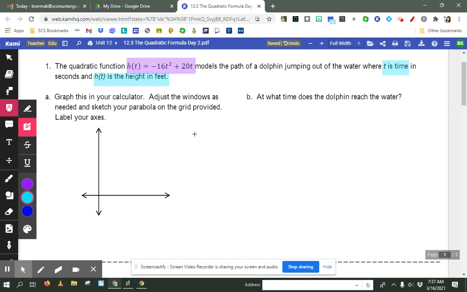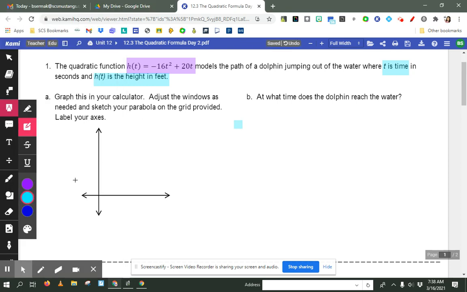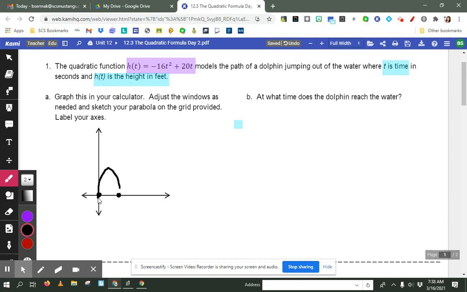Graph this on your calculator, adjust the windows as needed, and sketch the parabola on the graph provided. Label your axes. So we're going to go to our calculator, hit y equals, and type in that equation. Because we're given t's and we don't have a button to type in t, we're just going to use x when we type it into our calculator. So you can type it in and then hit graph to look at a picture. It looks like it crosses my x-axis at the origin, and it crosses over here, and I can draw in that parabola.